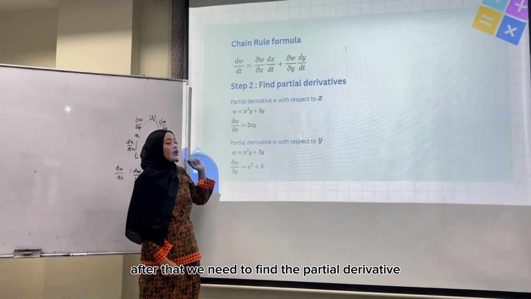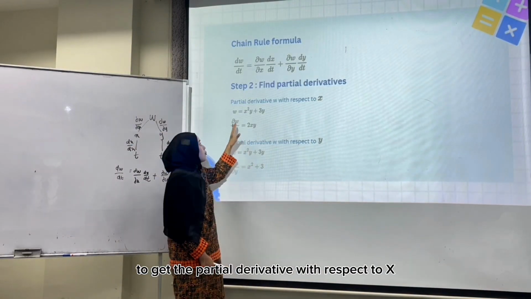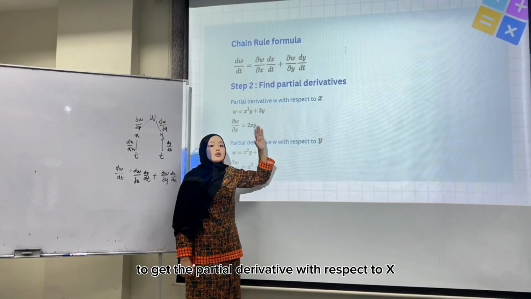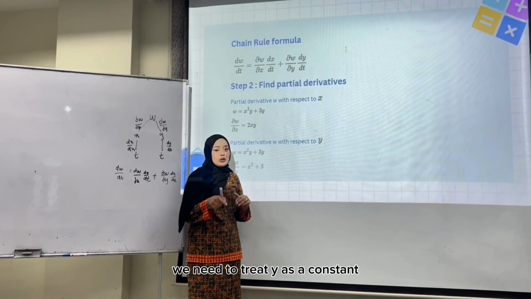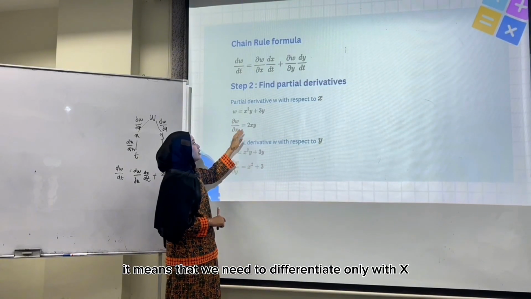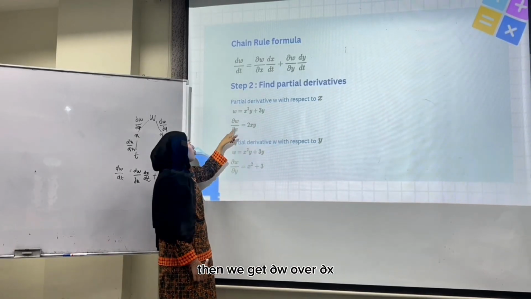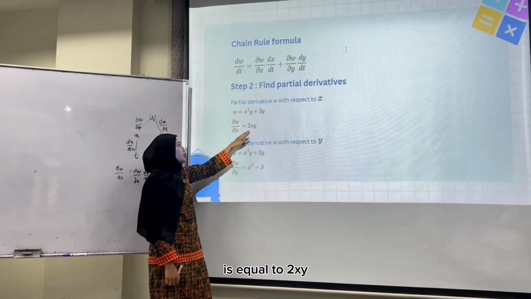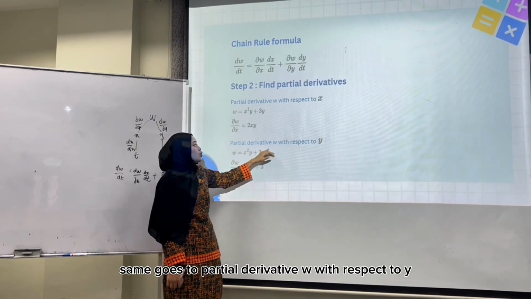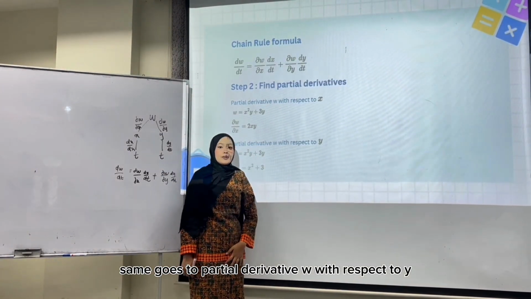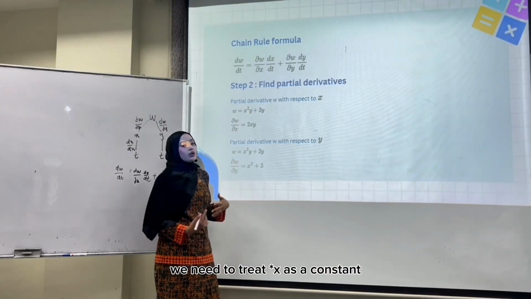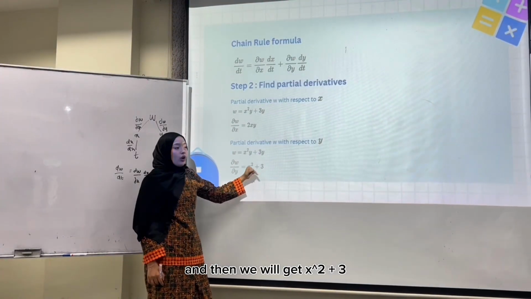After that, we need to find the partial derivatives. To get the partial derivative with respect to x, we need to treat y as a constant. It means that we differentiate only with respect to x, and treat y as a constant. Then we get partial w over partial x is equal to 2xy. The same goes for the partial derivative of w with respect to y. We need to treat x as a constant, and then we will get x squared plus 3.